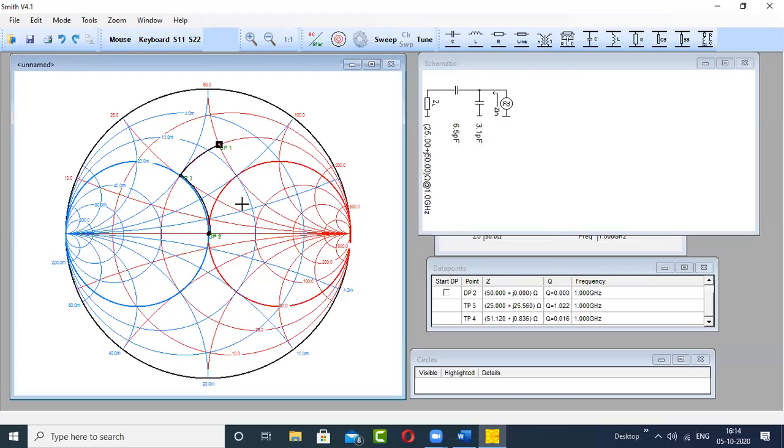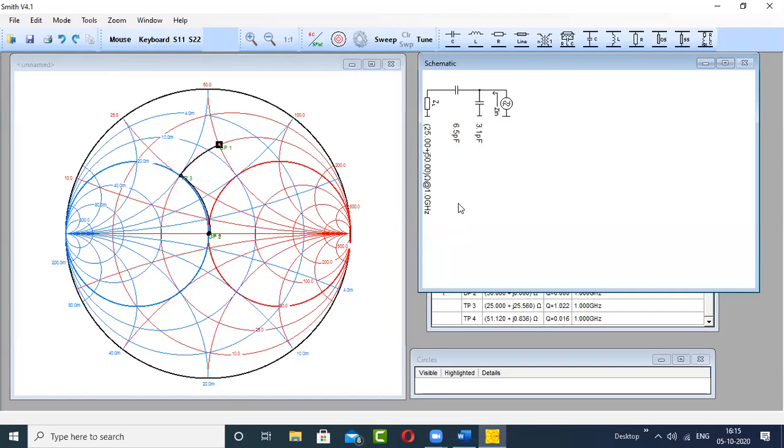Yes, sir, the same case. So this one we can verify with the theory. Now C1, the series capacitor, we got here 6.5 picofarad. In the theory, we got 6.37 picofarad. So the agreement is there.